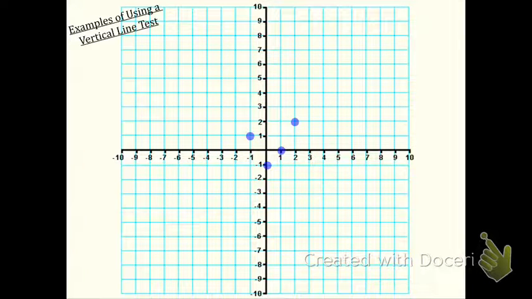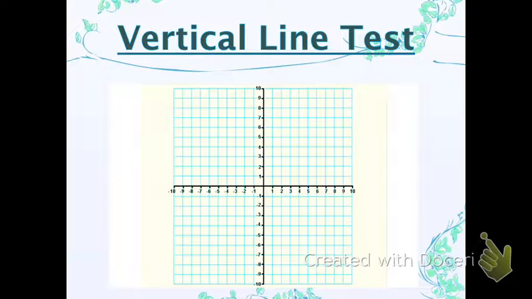Now on this one, anywhere I draw a vertical line, I only hit 1 point, so this one is a function. This straight line, any place where I draw a vertical line, I only hit 1 point, 1 point, 1 point. So that diagonal line is a function.